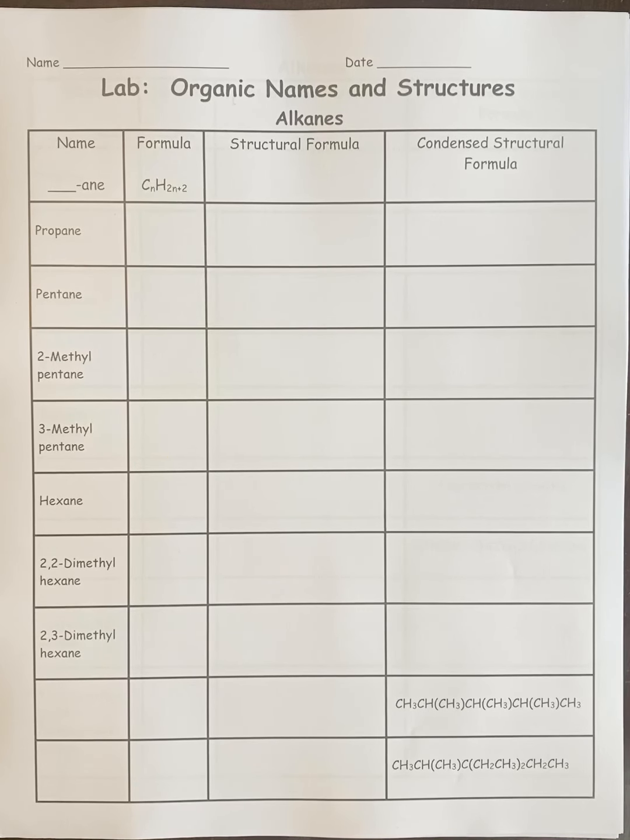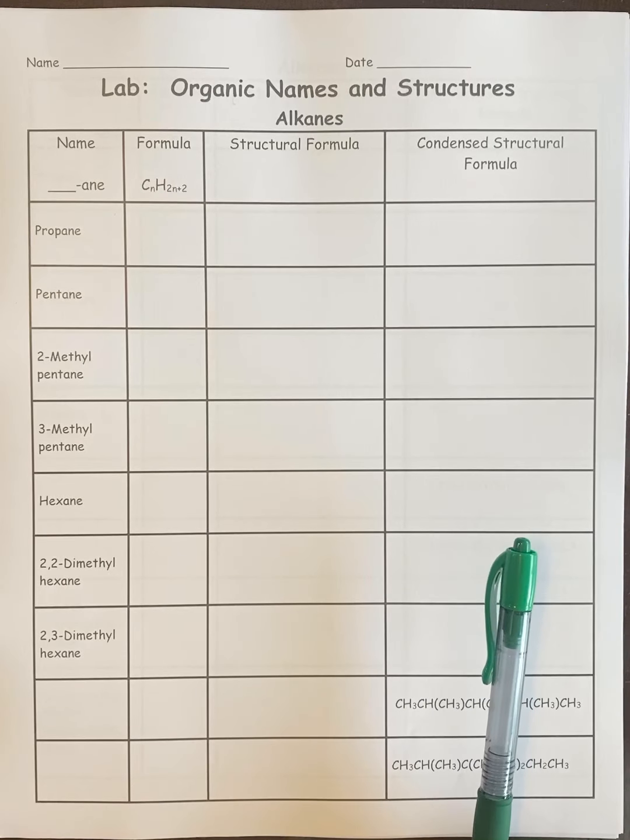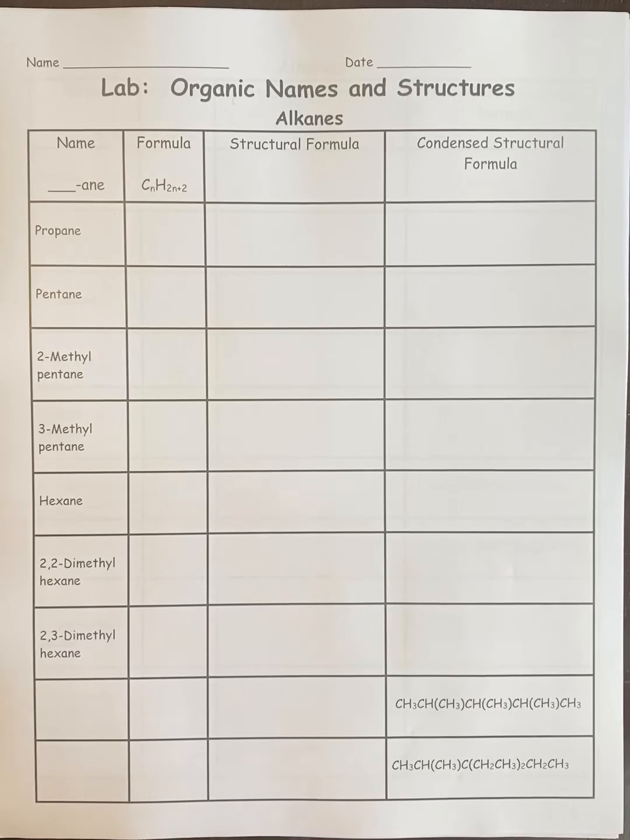Today I'm going to be walking you through the Organic Names and Structures lab. So this lab is pretty easy. You're basically going to be given a bunch of either the names or the condensed formulas, and then you're going to have to give me the formula and the structure. So I'm going to do one or two on each page with you, or probably one on each page.